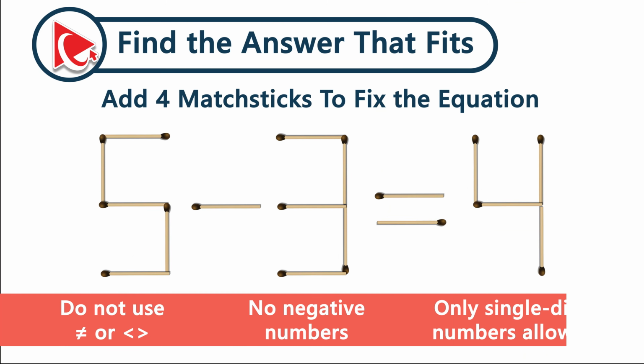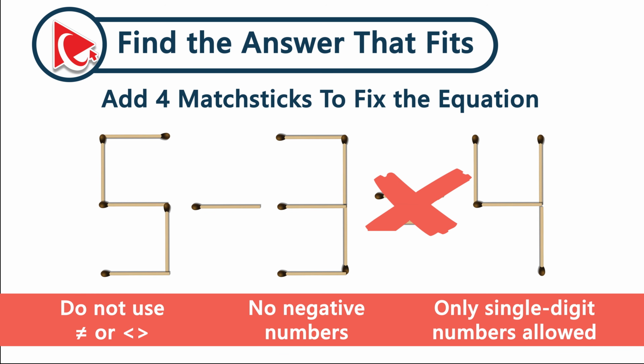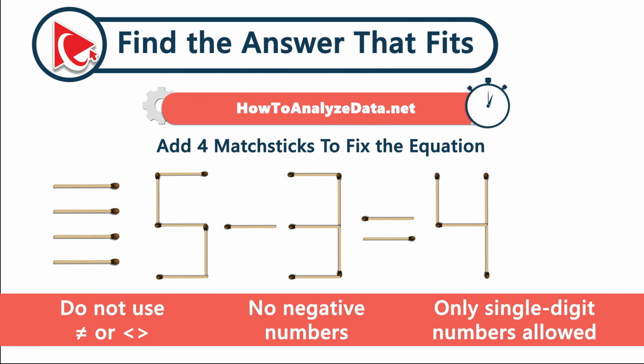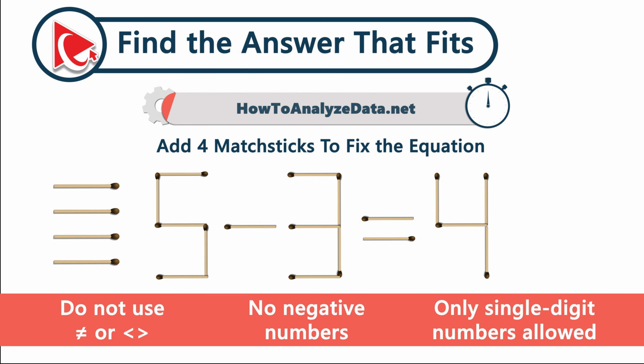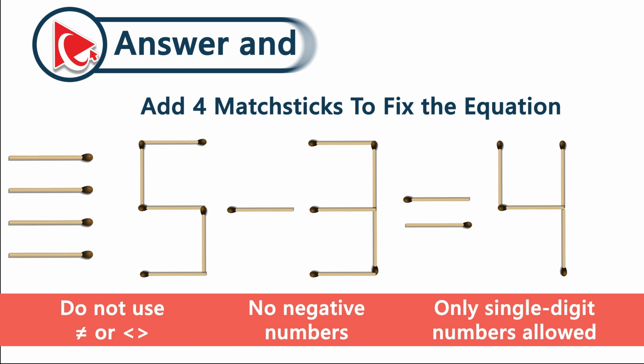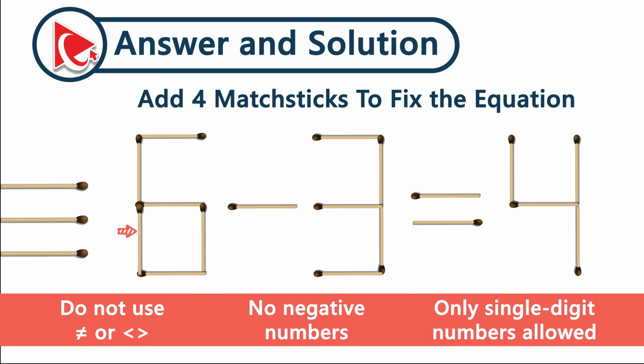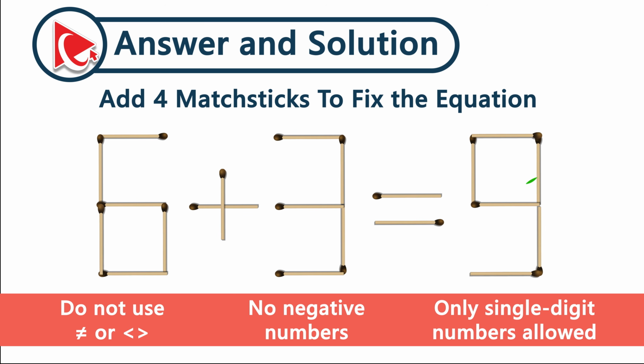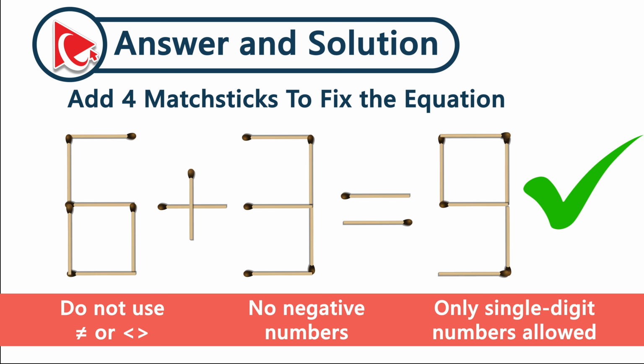At first glance, this matchstick equation looks broken. 5 minus 3 doesn't equal 4. But can you fix it with just 4 extra matchsticks? Here's the trick. Turn the 5 into a 6 by adding 1 matchstick. Change the minus sign into a plus by adding 2 more. Then transform the 4 into a 9 with the final matchstick. And now the equation reads 6 plus 3 equals 9, which is perfectly valid and within the rules.